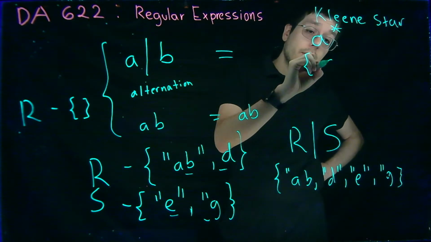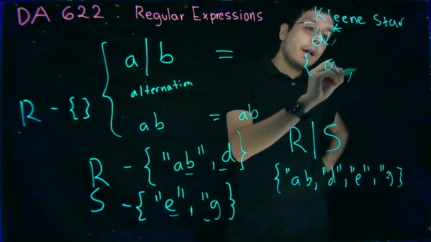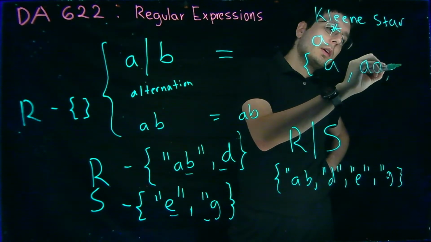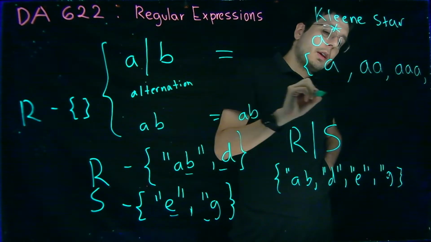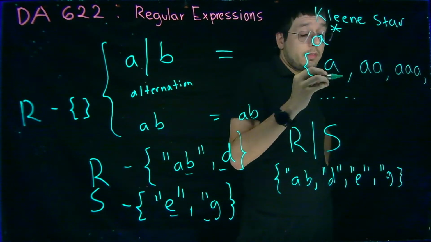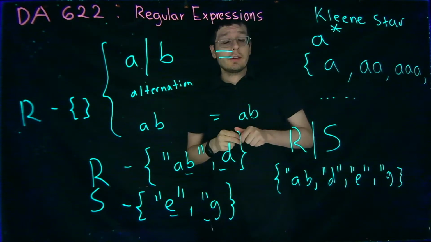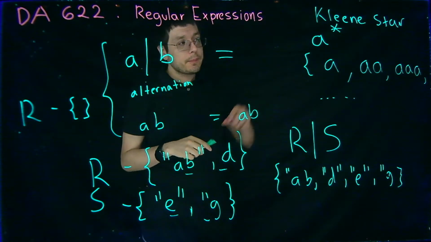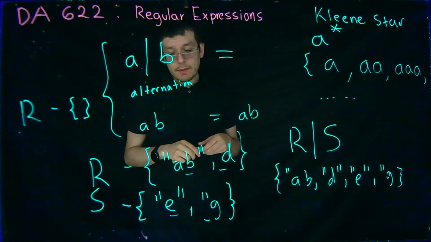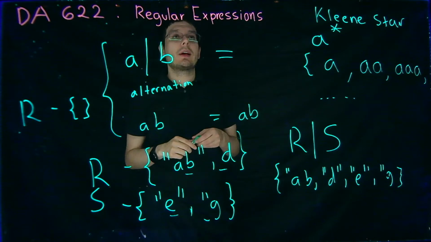It could be a single A. It could also be two A's. It could also be three A's, and all the way to basically, I suppose, an infinite number of A's. So that's what the Kleene star does. It basically just takes what you have and repeats it as many times as you want. It doesn't list how many times something repeats.